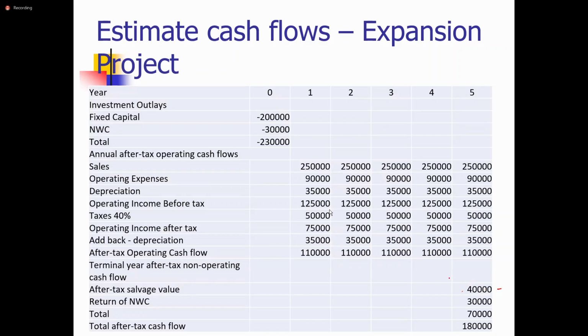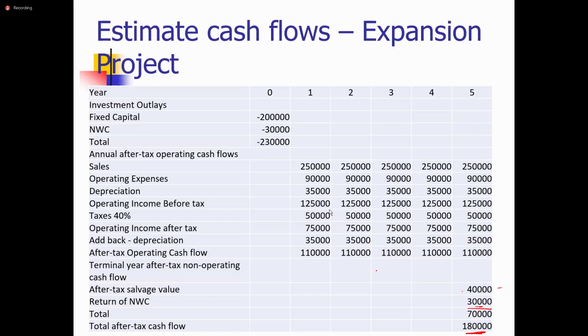Then releasing the net working capital is a cash inflow. This 30,000 you can add back, right? Return of the net working capital 30,000 you can get. Then total 40,000 plus 30,000, 70,000. Then after tax total cash flow, this 110,000 you have to add to the 70,000. So the terminal year total cash flow is 118,000.